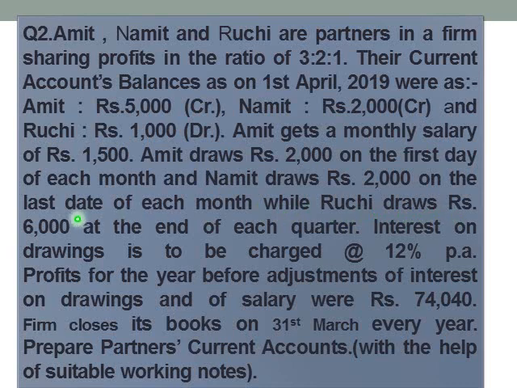While Ruchi draws rupees 6000 at the end of each quarter. So how many quarters are there? There are 4 quarters in a year. So her total drawings will be 6000 into 4, that is 24,000. Interest on drawing is to be charged at the rate of 12% per annum, and profits for the year just before the adjustments of interest on drawing and salary were 74,040. Firm closes its books on 31st March every year. And you are required to prepare partners' current account with the help of suitable working notes.